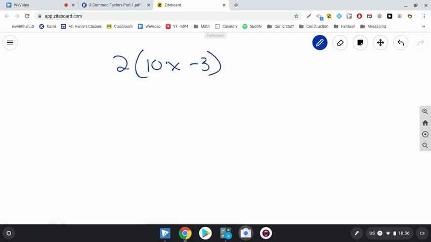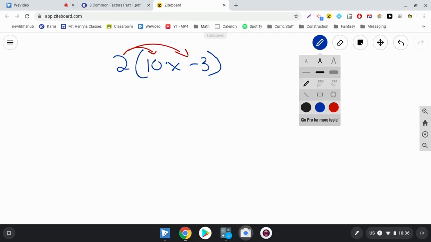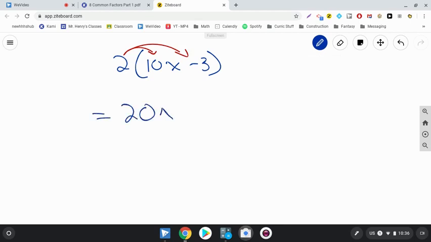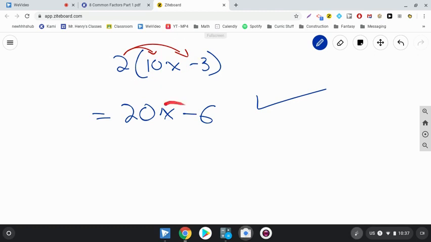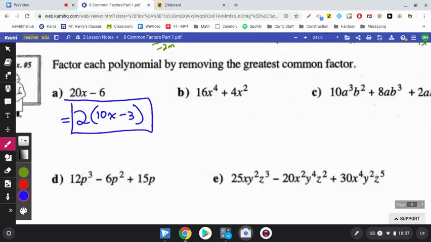We just spent the whole first half of this unit learning, hey, distributive property. So that is really equal to 20x minus 6. Oh yeah, that's what we started with. That's what we were trying to represent. These represent the same thing. One's just in a certain form, one's in another form. And what we're learning is how to go back and forth between the forms. Okay, here's the next one.